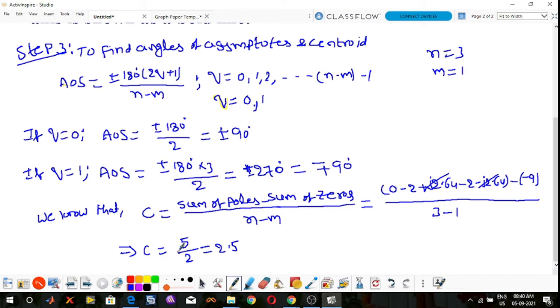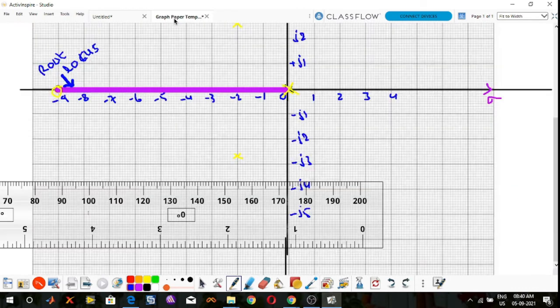Mark the centroid on the graph sheet and mark the angles of asymptote on an ordinary graph sheet. The centroid is 2.5, so it is on the positive real axis. Highlight the centroid. This is 2, this is 3, and this is 2.5. This is the centroid, and the centroid is the center point.